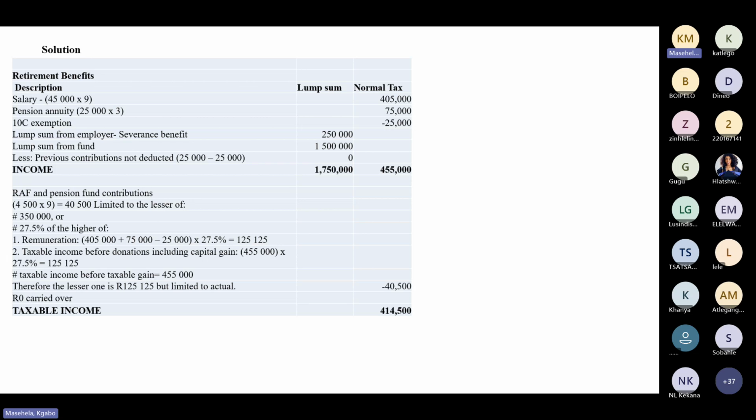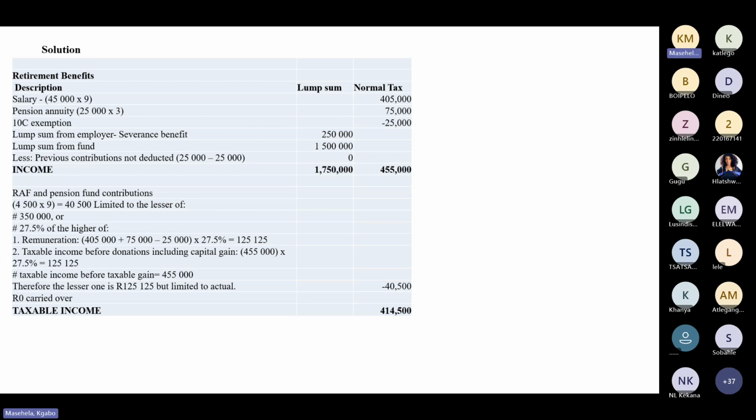Lump sum from the employer, we are told, is 250,000. And the most important part, look at this. We have got about 3 columns, one for description, one for the lump sum, one for the normal tax. And I've seen it, students, please don't make this mistake. If there's any lump sum, you put it in its own column. Otherwise, you're going to confuse the two and you're going to get it wrong, because it's not a normal tax. Salary is subject to a normal tax where you use your individual tax table, but lump sums have another tax table. That's why you need to separate the two.